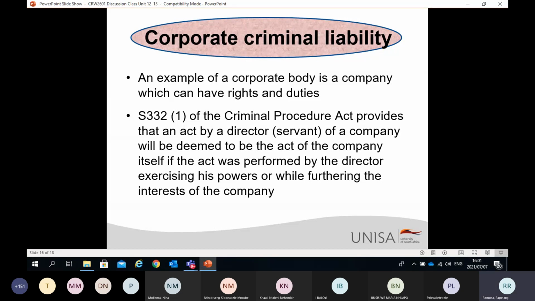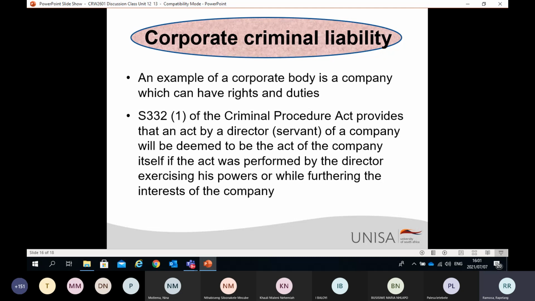Company A's director B murders the managing director of company Y in an attempt to promote the interests of A. So obviously, trying to eliminate competition. A and B are both guilty of murder, B being the director or the servant concerned, and A being the company.